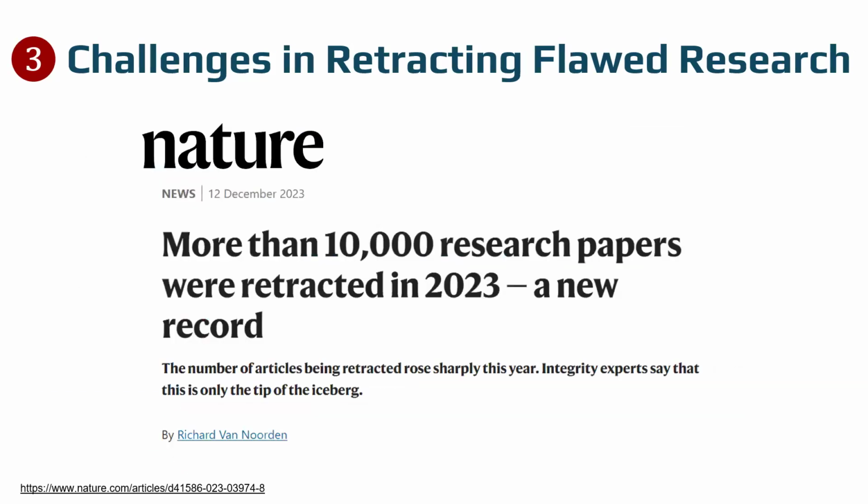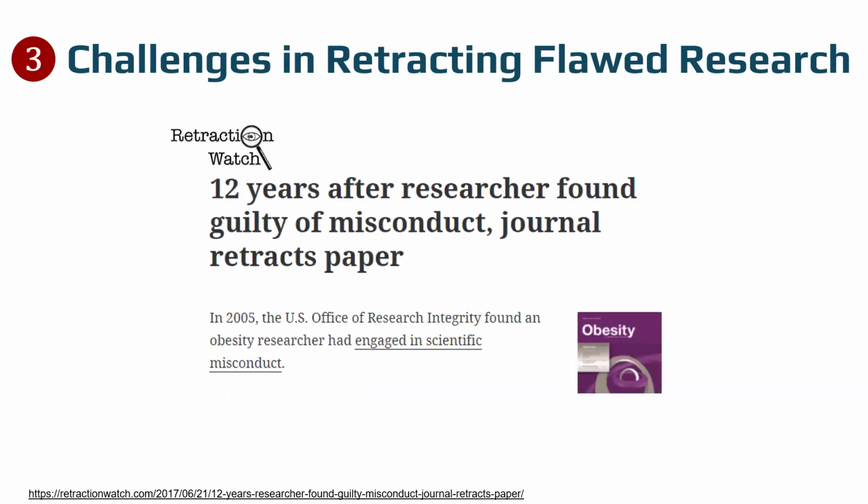For example, a recent news article in Nature said that in 2023 alone, more than 10,000 research papers were retracted, which is a new record. So this is an issue. Each year we're seeing an increasing number of articles being retracted. And this brings me back to what I said earlier: the journals now are more about quantity than quality, because it is a business. It is a very profitable business. So they care more about quantity than quality. And Retraction Watch is also a very good website that you could go to.